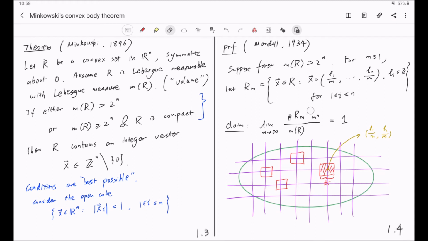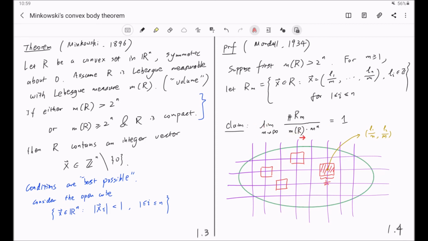Okay, now let's move this part back to the denominator. This claim tells you that the cardinality of R sub m will be asymptotically equal to the measure of R times m raised to power n. But we assumed that the measure of R is greater than 2 raised to power n. So this part is greater than 2 raised to power n.